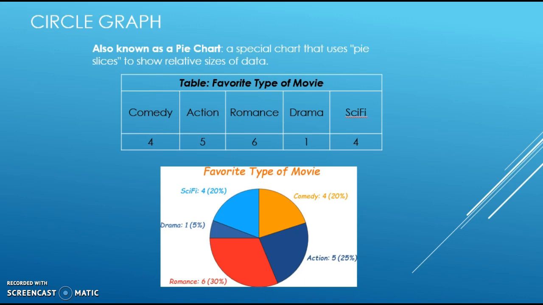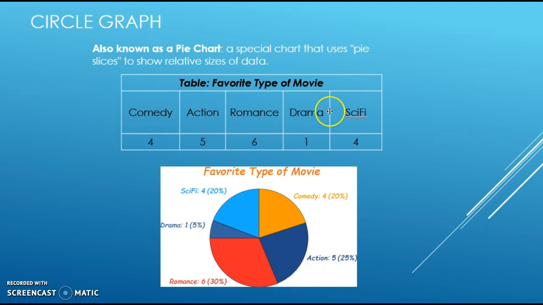You might also hear it called a pie chart because each little piece looks like a piece of pie. And the interesting thing about a circle graph is how you find these different percents and how you actually make a circle graph. Now, making a circle graph by hand is not necessarily something that you're going to be doing on a regular basis, but just understanding where these percents come from can be very useful.